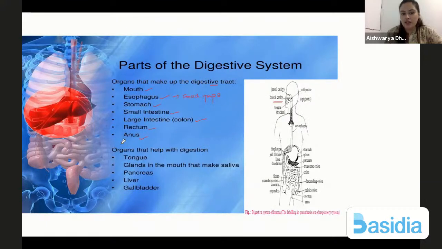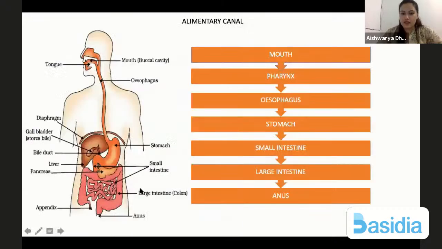And the second part of the digestive system was your digestive glands, which will help in digestion. These digestive glands are present throughout the alimentary canal, and it starts from the tongue. There are certain glands in the mouth that will make the saliva. We have the pancreas, liver, and gallbladder. One by one, we will look at each and every organ of the digestive system, starting from the alimentary canal and starting from the mouth.